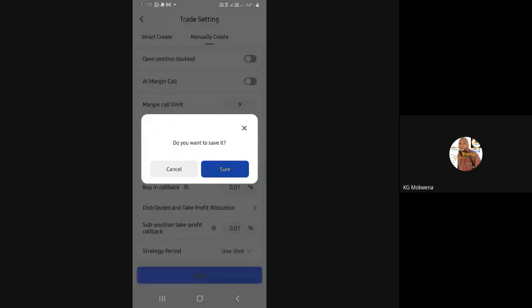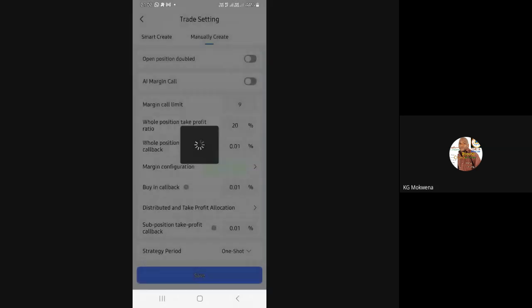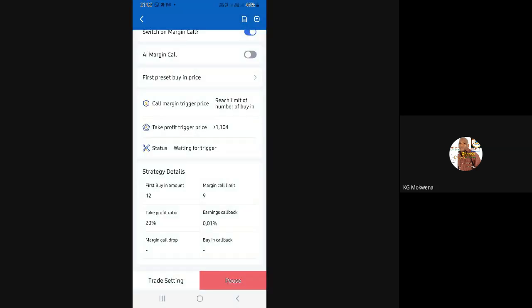You go down, there's a save button, you have saved. Now the robot accepts your changes. Until you save, there will be no changes. Now you can see that take profit trigger price has now increased from 1,093, it's now 1,104, because we are now wanting 2% appreciation of the asset that we bought with $300. This is quantitative trading, and that is what is happening there.